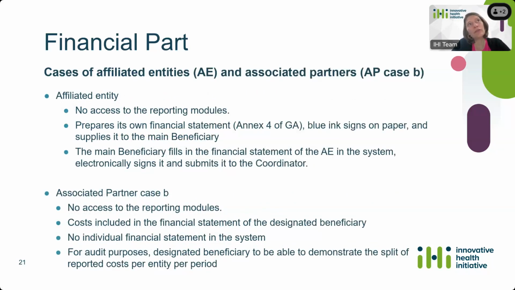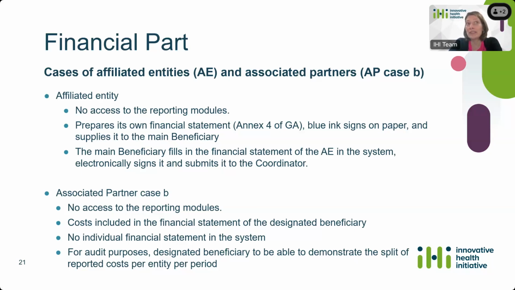So in case of affiliated entities and associated partners, how does it work? The affiliated entities actually have no access to the reporting module. So they have to prepare their own financial statement separately, outside of the tool, but they can get it from the grant agreement. It's Annex 4 of the grant agreement. Then they need to blue ink sign that on paper and supply it to the main beneficiary to which they are affiliated. It will then be the main beneficiary who will need to fill in the financial statement of the affiliated entity in the system, and then electronically sign it and submit it to the coordinator.